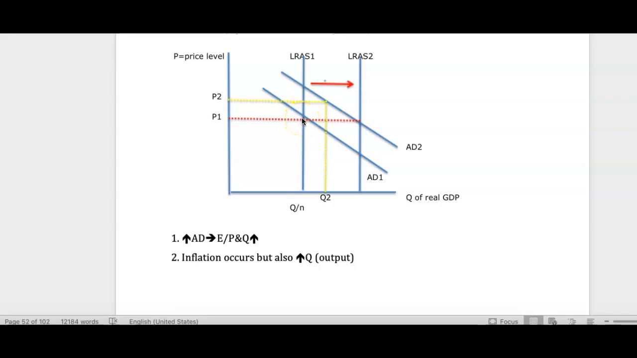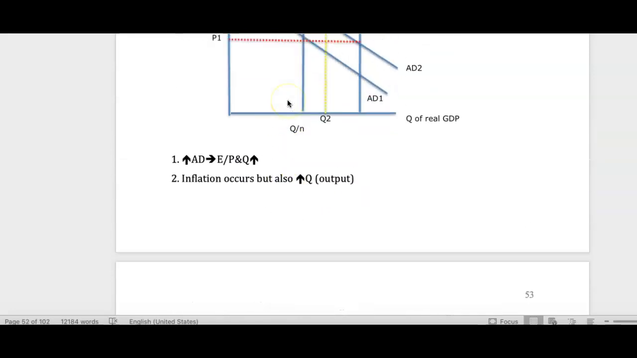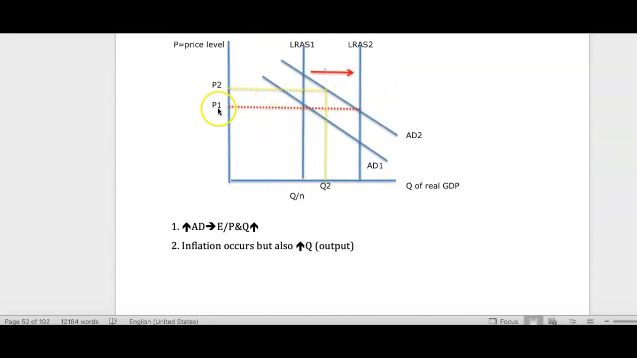So the initial thing that happens is we move up the long run aggregate supply curve, and in the short run, we're going to have the prices and the quantity go up. All right, so we're moving from here, and we're moving, for example, to right about here. So inflation happens, and inflation happens because we've moved from price 1 to price 2.